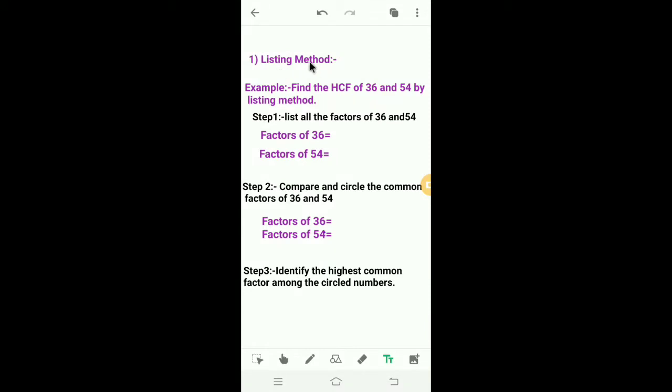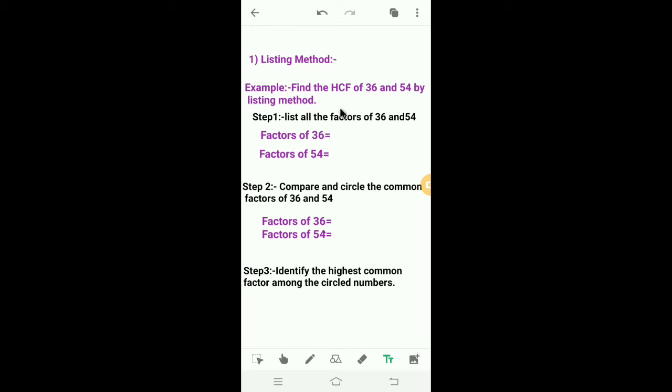Let's learn listing method. In this method, first we list the factors of the given numbers separately. Then we circle the common factors of the numbers and find the greatest factor among the common factors. For example, find the HCF of 36 and 54 by listing method. Here, three steps are possible. So first, we have to list all the factors of 36 and 54.